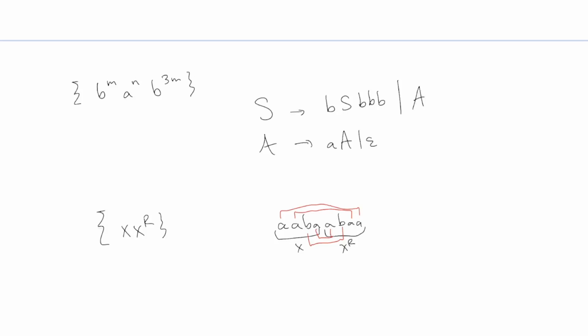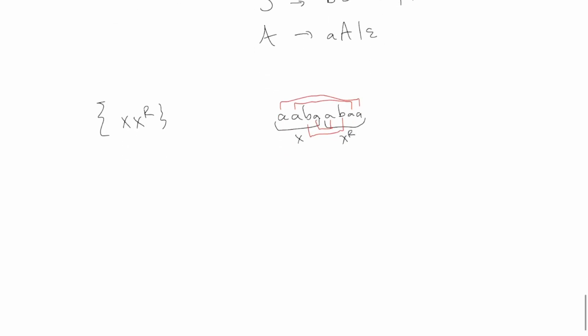And so to achieve that, anybody come up with something? It's actually fairly simple rules here. You need to create the letters in such a way that you're basically always creating the same letter at the beginning and the end at the same time. Yeah? S goes to ASA, BSB, or epsilon. I like that. ASA or BSB or epsilon. By doing these steps over and over again, you can create a string like this.